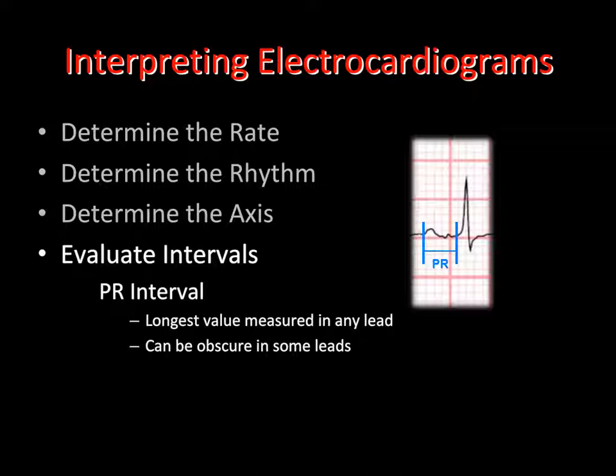A normal PR interval is between 120 and 200 milliseconds. That is between 3 and 5 small boxes wide. In other words, from the beginning of the P wave to the beginning of the QRS should be at least 3 small boxes, but no more than 5 small boxes.